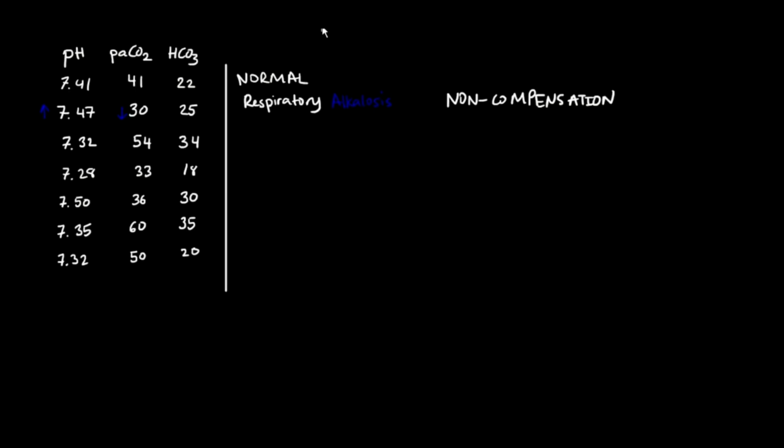Moving on to the next problem, the pH is 7.32, which is lower than normal. So we are in a state of acidosis. The PaCO2 is higher than normal. And the bicarb is higher than normal. So here, the pH and the CO2 are moving in opposite directions. So this is a state of respiratory acidosis.